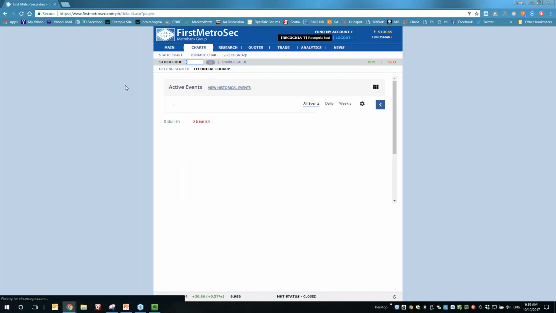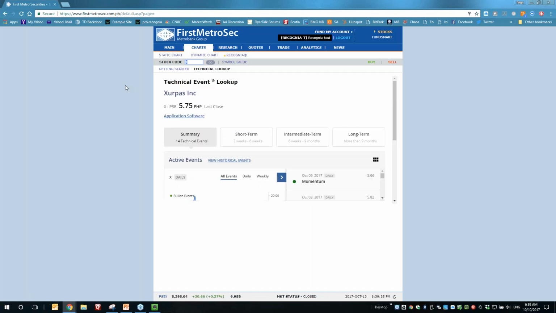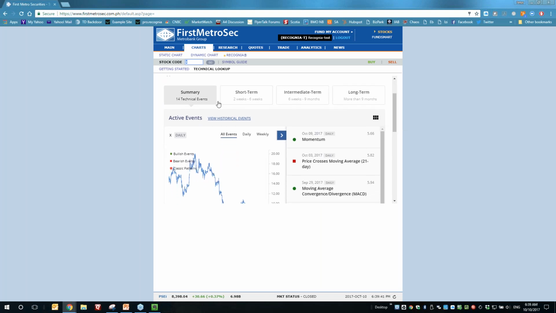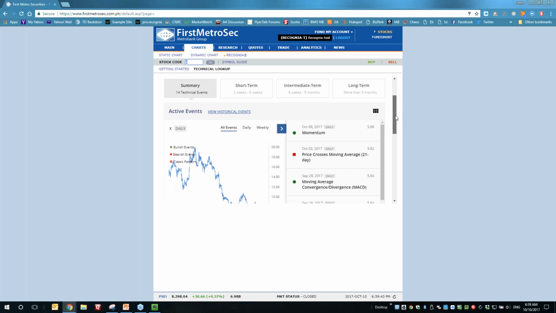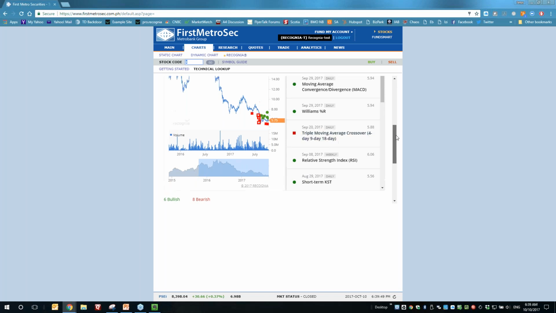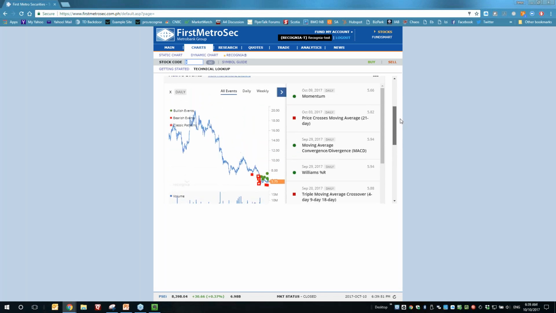So here's one called Surpass that I was looking at earlier. Surpass Inc., currently trading at 575 Philippine pesos. And in the summary view, we currently have 14 active events. And by the way, if you scroll down to just below the price chart, we actually give you a synopsis that there currently are 6 bullish and 8 bearish events in total. But this is certainly a stock that's looking pretty bearish.